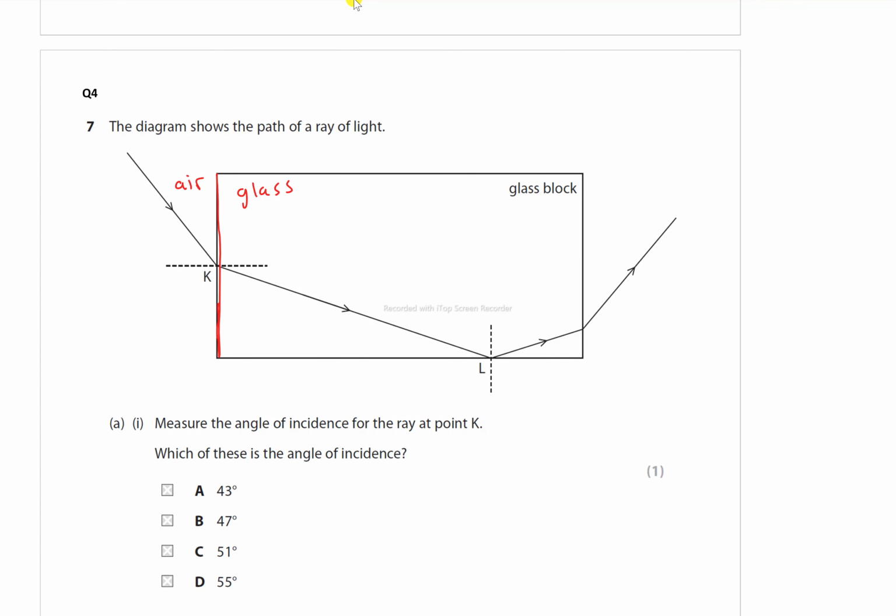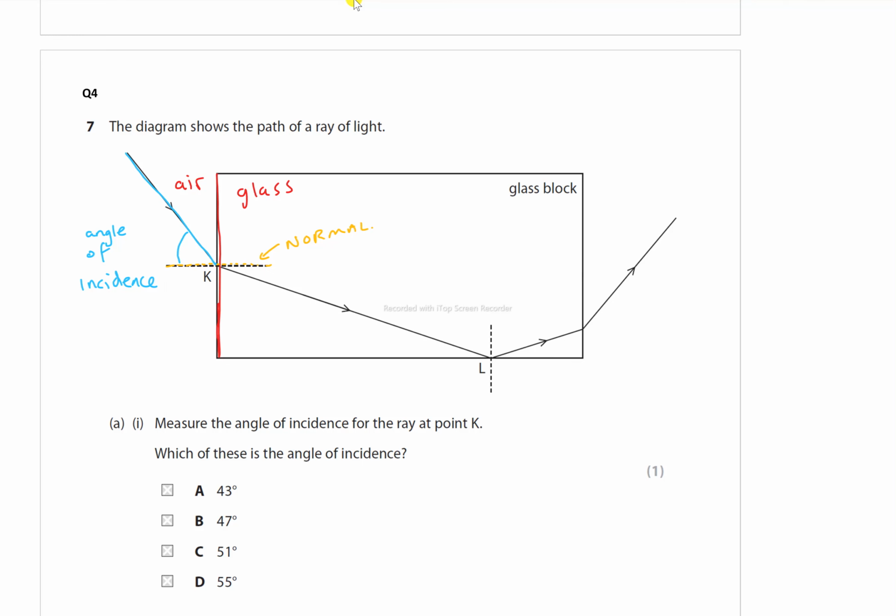If you draw a perpendicular line, that is called the normal. Right, now watch this. You've got a ray coming in and you always measure it to the normal. That is the angle of incidence. So it's measured to the normal.